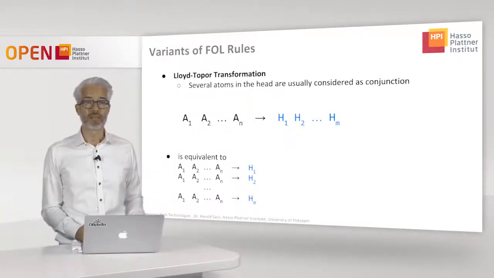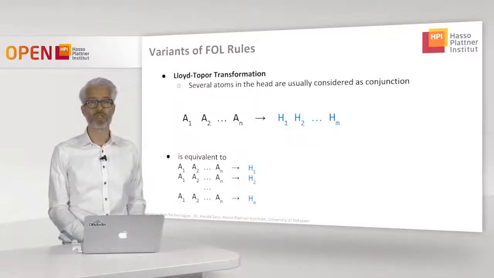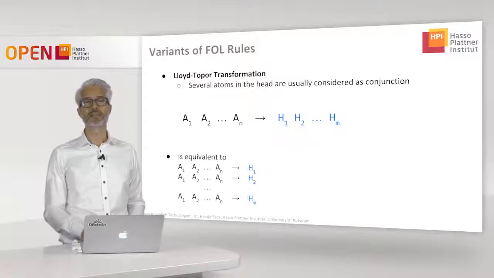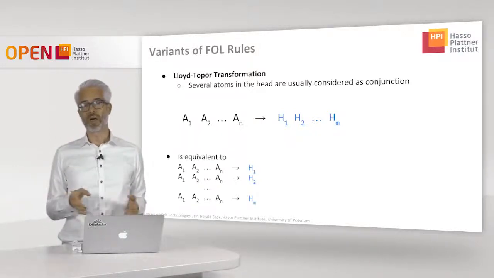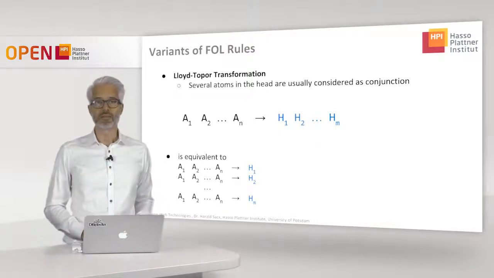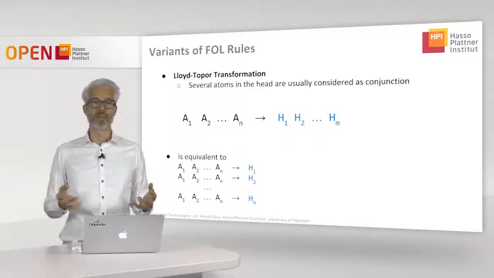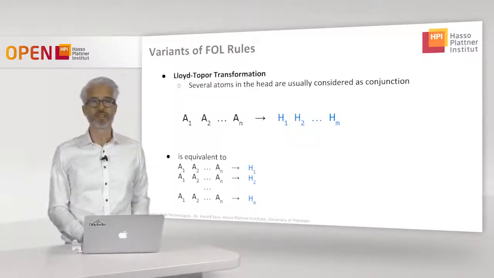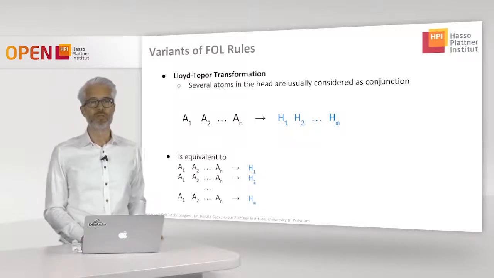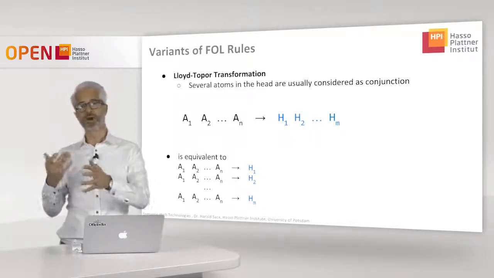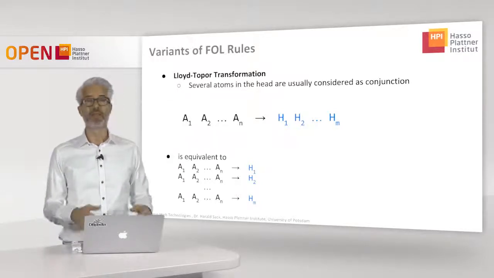And there is a nice transformation. It's called the Lloyd-Topor transformation. And with that, you can say, okay, this expression that you see here, the upper one, where in the head part are multiple formulas, this is equivalent to a conjunction, or to the sum, of single rules which only have one of these header elements in their head.